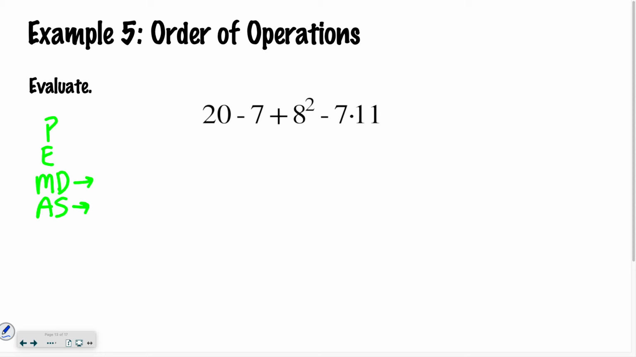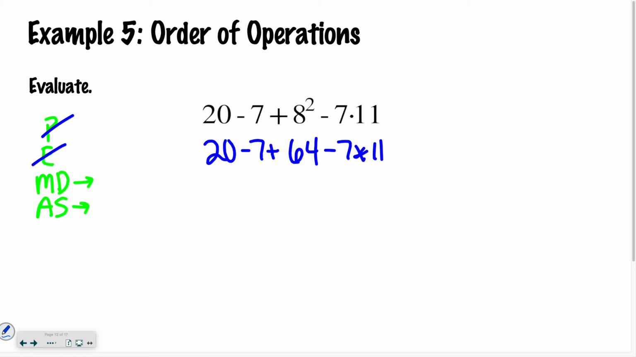So I don't see any parentheses, so I know I get to skip that. Exponents, I see that I have 8 to the 2nd power, which is 64, so I'm going to change that one thing in this first step. And then I don't see any more exponents, so I'm going to multiply and divide from left to right.